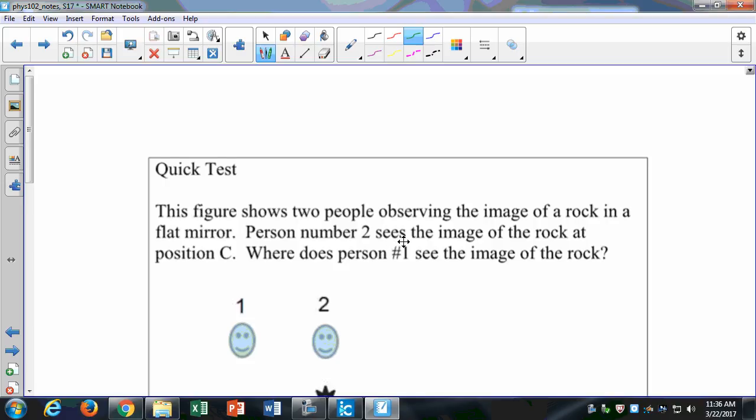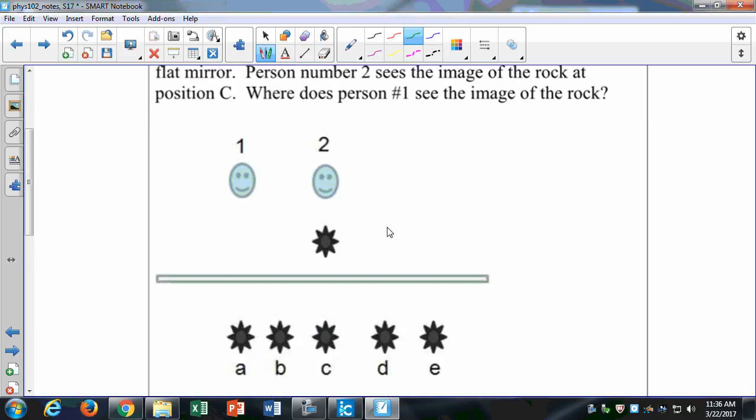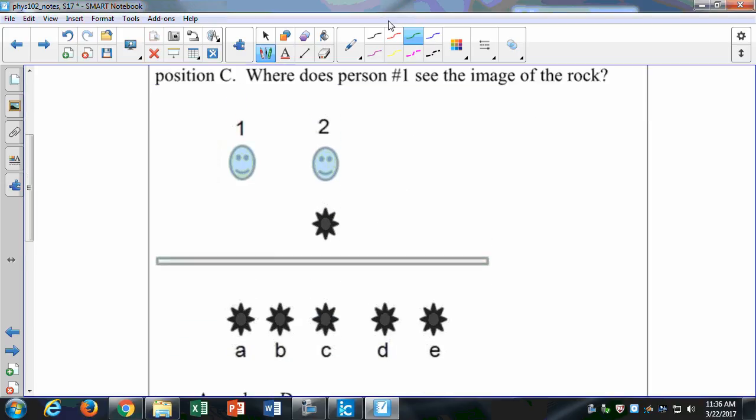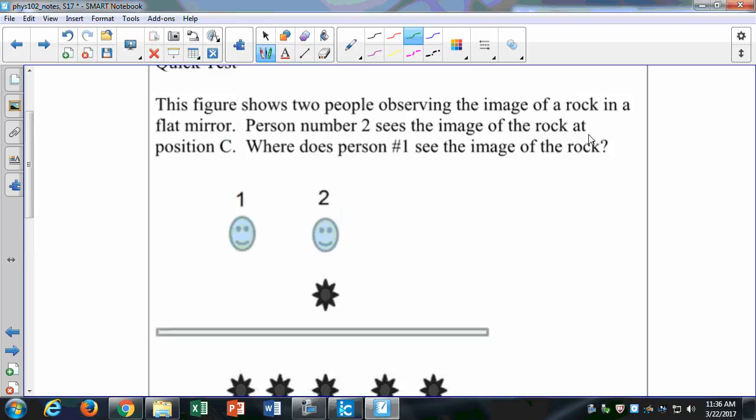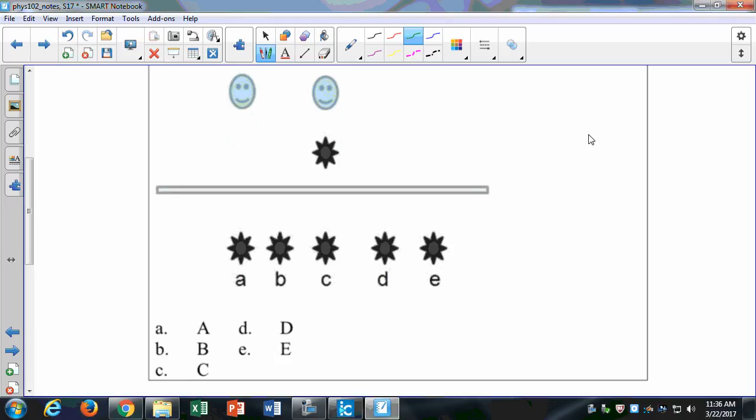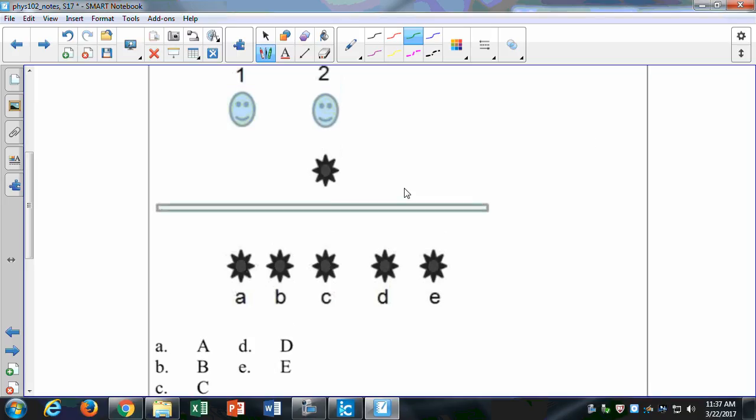All right. Let's take this quick test. Where does person 1 see the image of the rock? I have two people, and it says person 2 sees the image of the rock at C. So this person sees the image here. Where does this person see the image of the rock, or the star, or whatever you want to call that? Where does person 1 see the image of the rock?